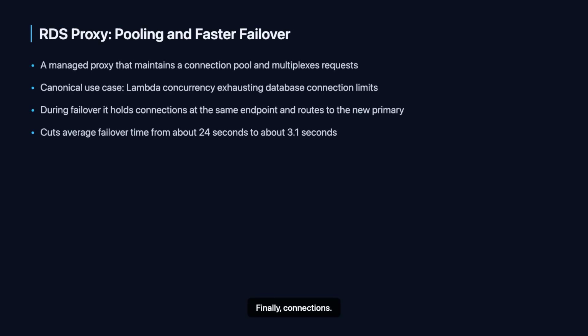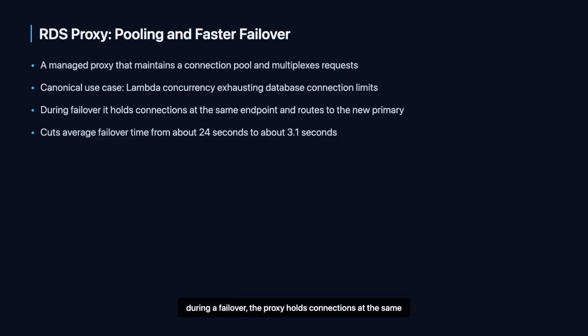Finally, connections. RDS Proxy is a managed, highly available proxy that sits between your application and the database. It maintains a connection pool and multiplexes many application requests onto a small set of persistent database connections. The canonical use case is Lambda, hundreds of concurrent functions each opening their own connection and blowing past the database's connection limit. And there's a second benefit.